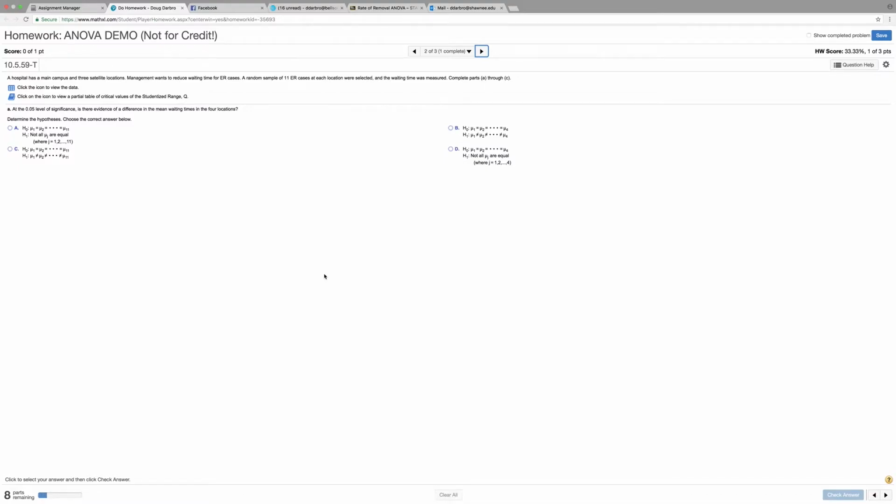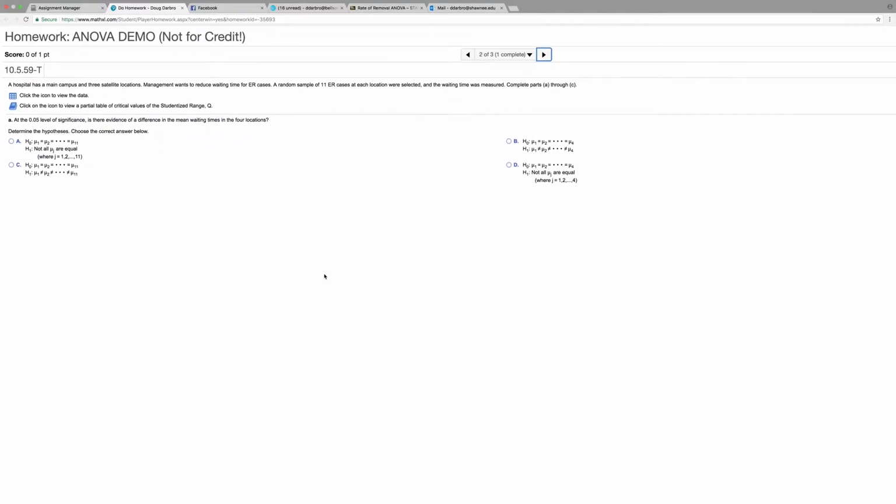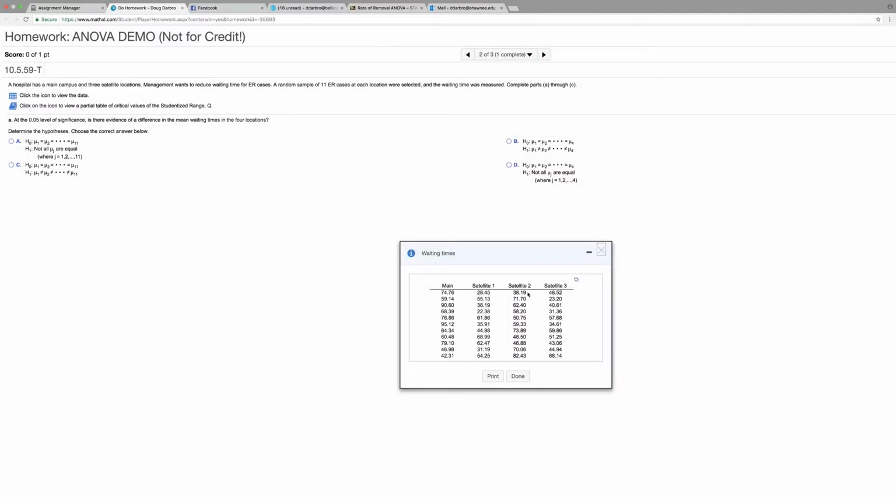All right, a hospital has a main campus and 3 satellite locations. Management wants to reduce waiting time for ER cases. A random sample of 11 ER cases at each location was selected and the waiting time was measured. All right, so it says click the table. Well, we don't need any of this critical value stuff because we use StatCrunch, but I do want to get my data. So I'm going to open it up in StatCrunch.